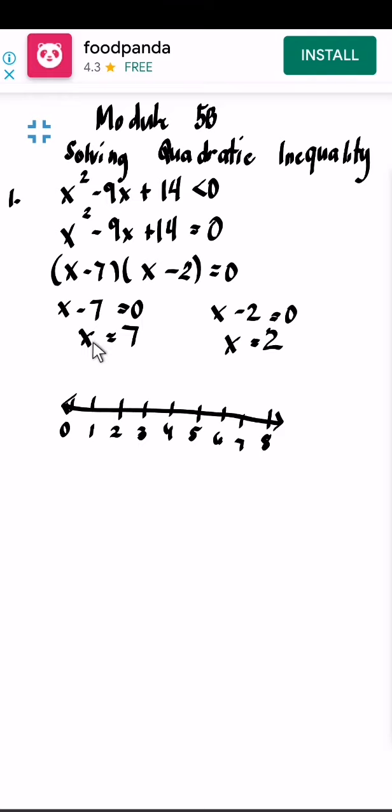Ngayon, sabi dito, x is equal to 7. So, nasan ba yung 7? Ito. Okay. So, bakit hindi siya kasali? Kasi wala namang equal sign to. So, it's not equal to 7. And then, the next one, x is equal to 2 daw. So, again, meron tayong tatlong possible interval.